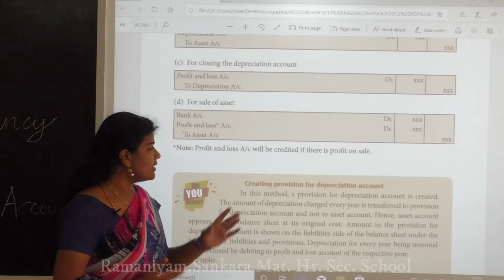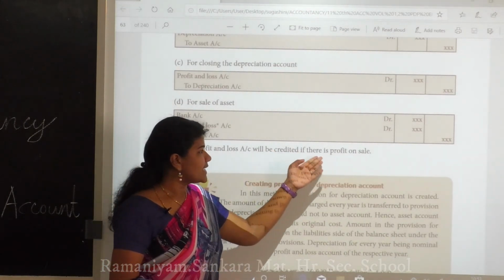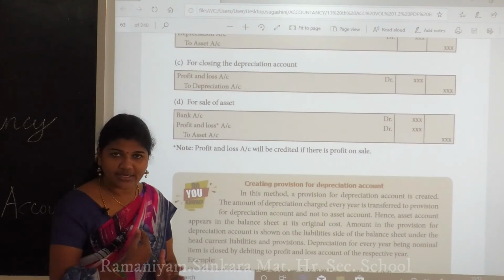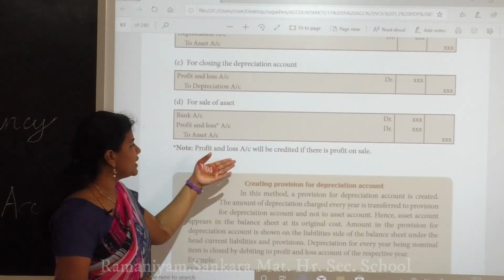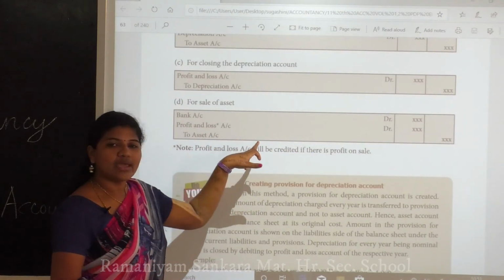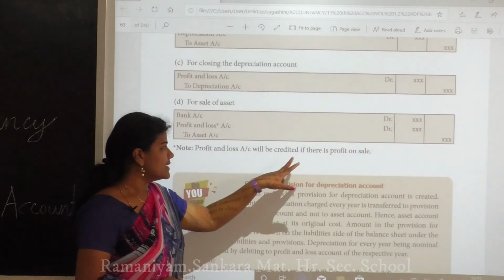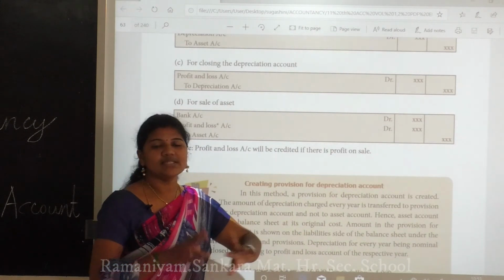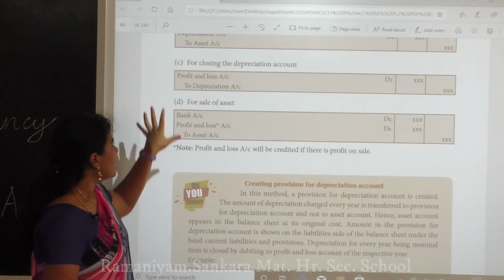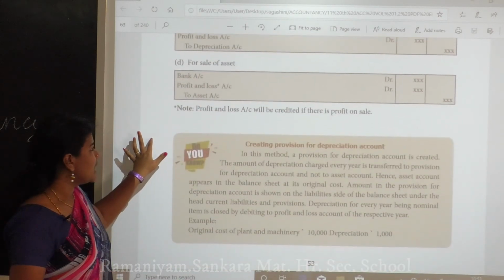Why is that credited? When is that credited? If there is profit on sale. When the sale is profitable, the profit and loss account will be credited. Otherwise, it is debited. So like that, this is completed, students.